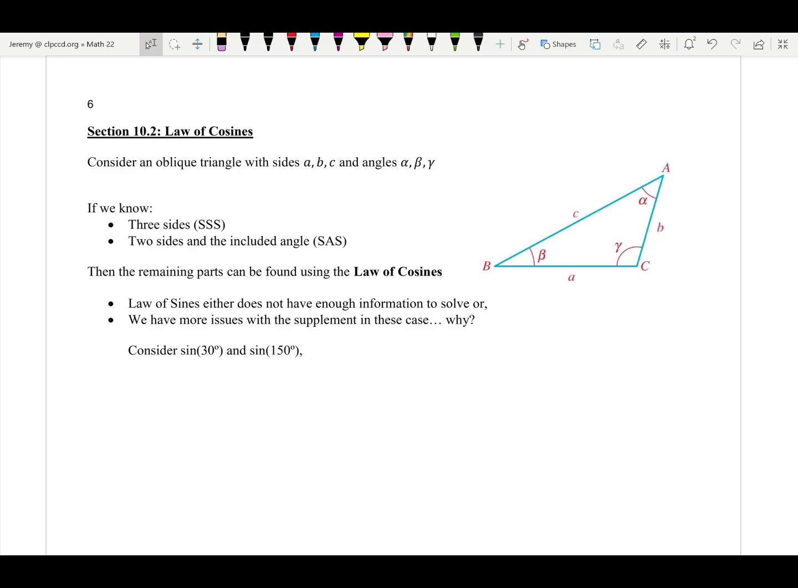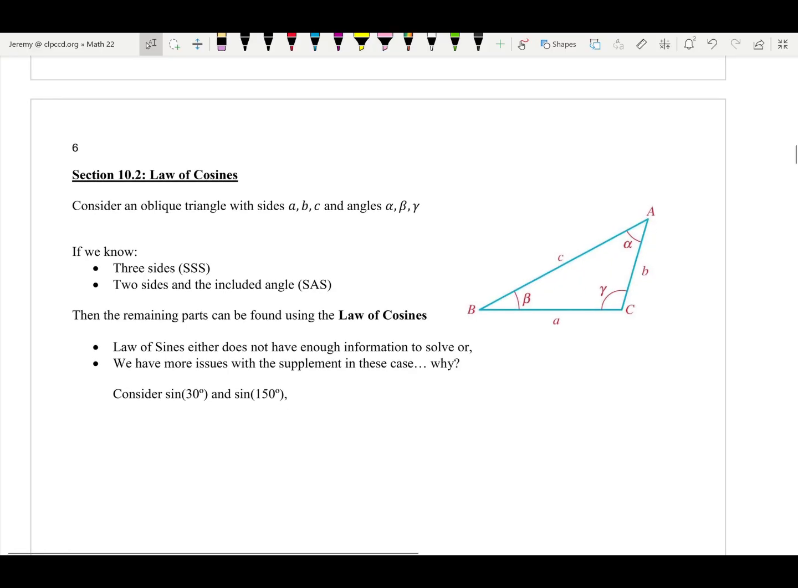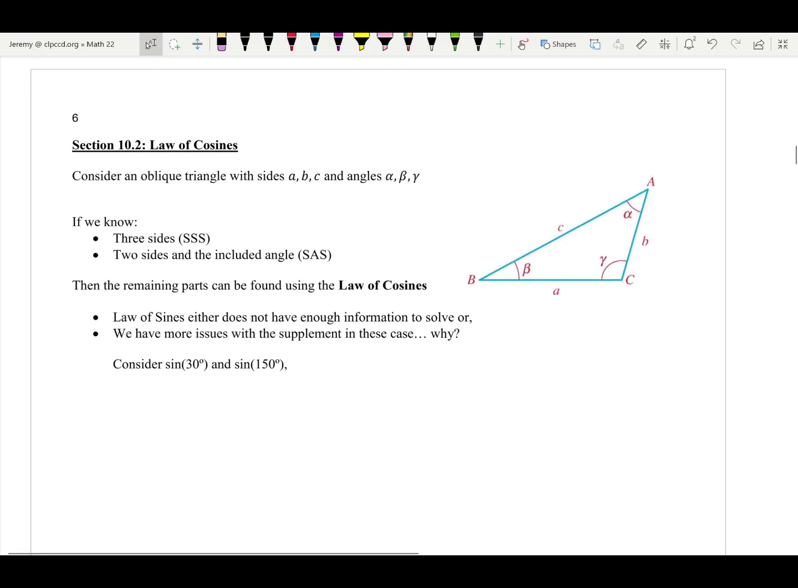Section 10.2, Law of Cosines. This is going to give us our second major tool for working with oblique triangles. In the last section, we were working with law of sines quite a bit, and we saw that that is really helpful. There are plenty of applications where that can help us solve for missing sides and angles in oblique triangles. But it turns out that there are certain limitations of law of sines.